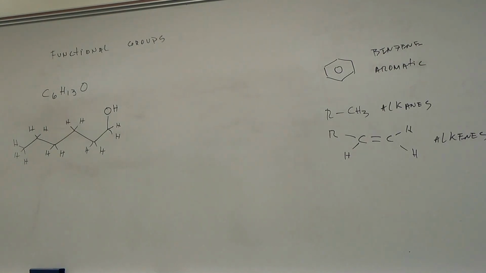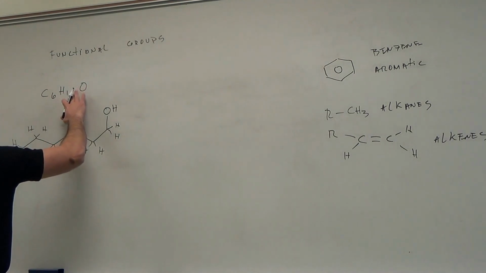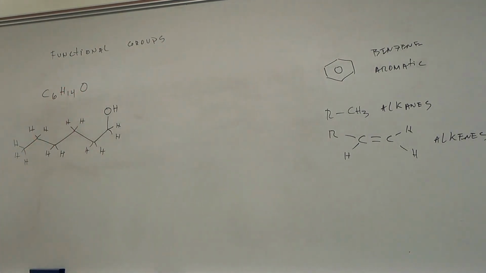Okay. How many hydrogens? Now there's 14. That's 14 of them. Apparently I had made a mistake, yes? So it's 14. So that is an alcohol. Yes or no?